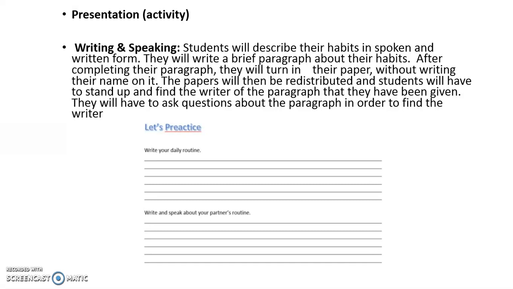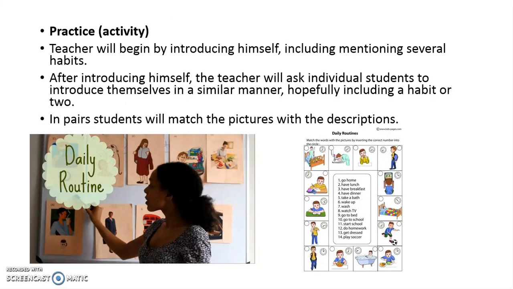Then they write and speak about their partner's routines. In the practice activity, first the teacher will begin by introducing himself, including mentioning several habits. After introducing himself, the teacher will ask individual students to introduce themselves in a similar manner, hopefully including a habit or two. In pairs, students will match the pictures with the descriptions.